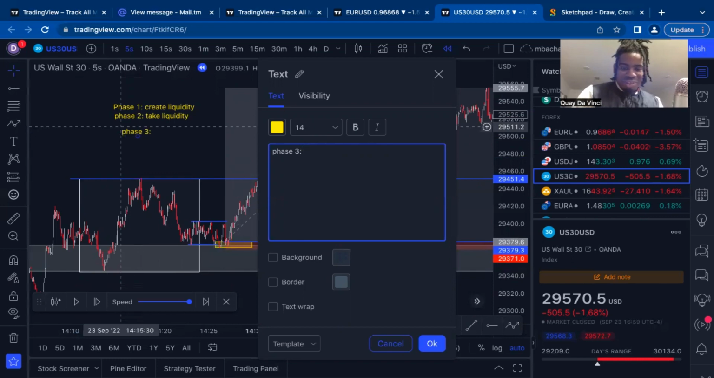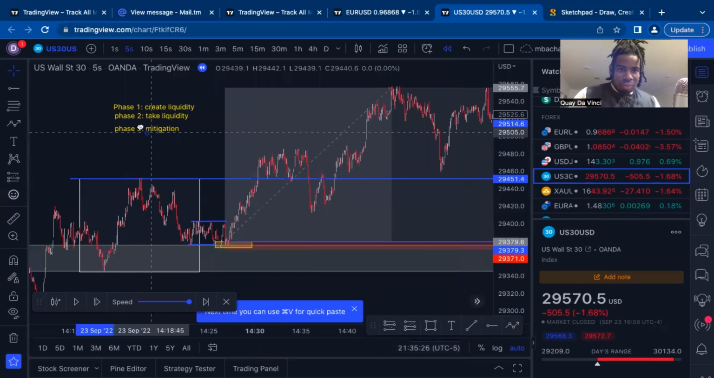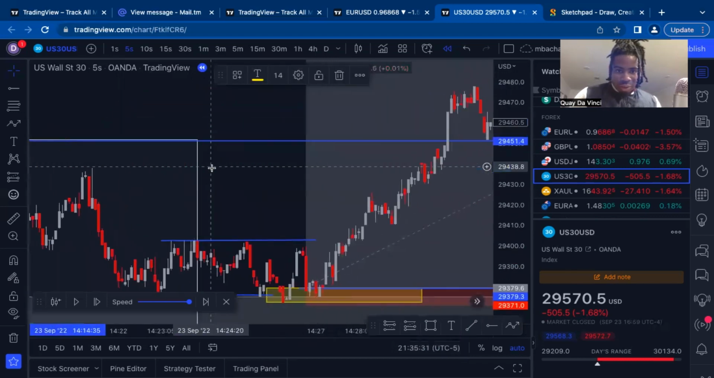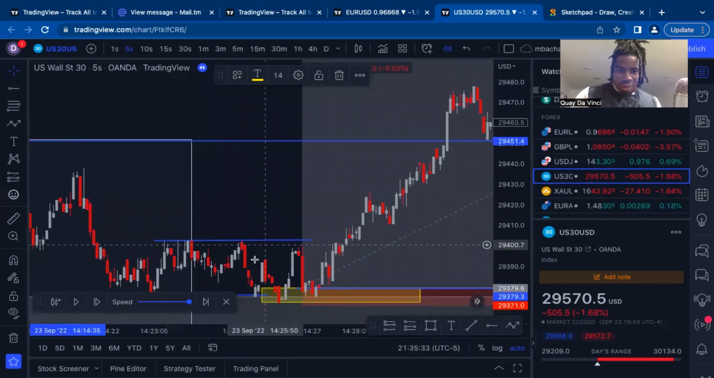Phase 3. Oh yeah, mitigate risk. So we just gonna say mitigation. Yeah, guys. Down here, let's go back and zoom in. What did they do? They took liquidity from this top right here and came back and mitigated that area.